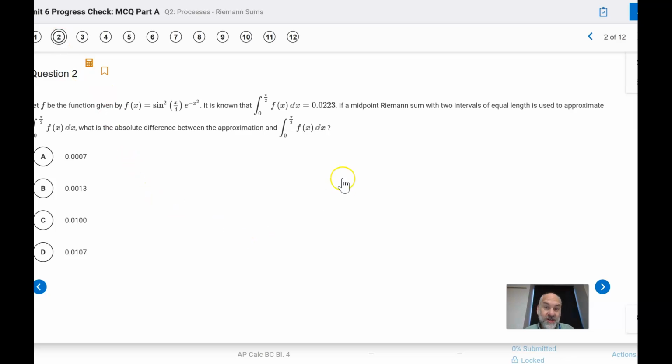Question 2. Whoa. Okay, so we're looking at the integral from 0 to pi over 2 of f of x dx, and they tell us what the exact value is. That's the correct number. It says if a midpoint Riemann sum with 2 intervals of equal length is used to approximate this. I'm looking at this, and I don't know what the actual function is.